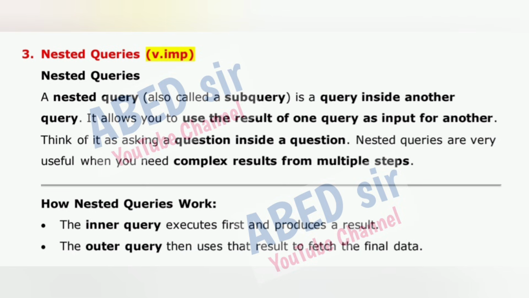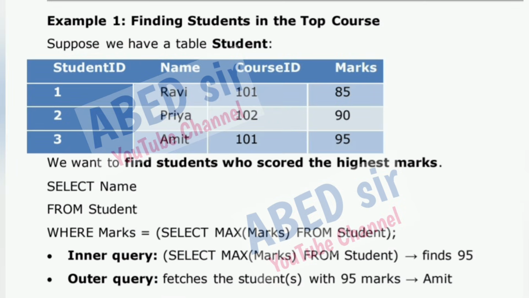How do nested queries work? The inner query executes first and produces a result. The outer query then uses that result to fetch the final data. Example 1. Finding students in the top course. Suppose we have a table student with columns student ID, name, course ID, marks.